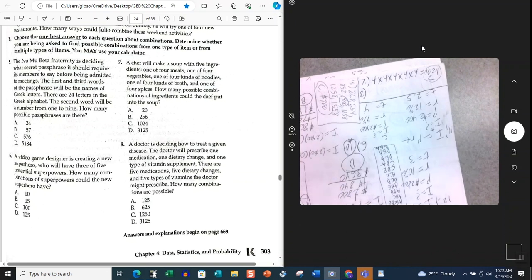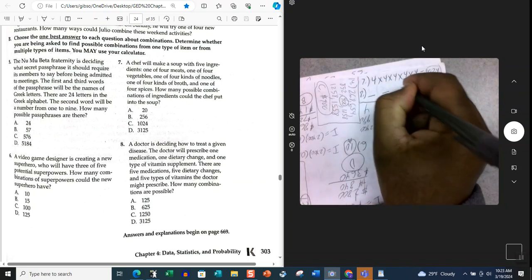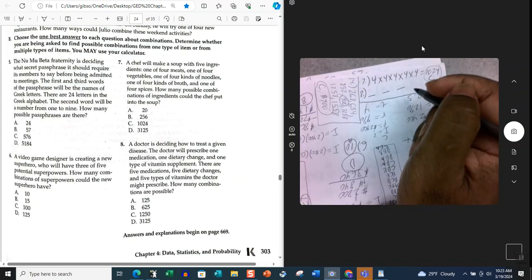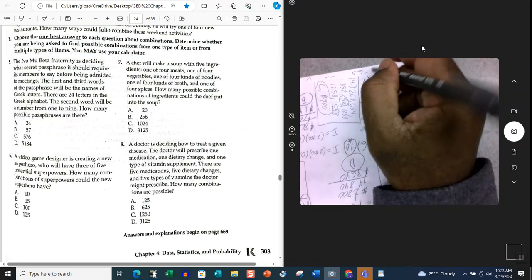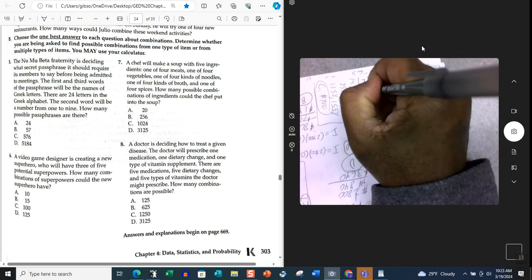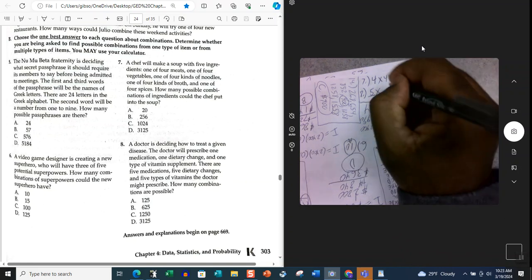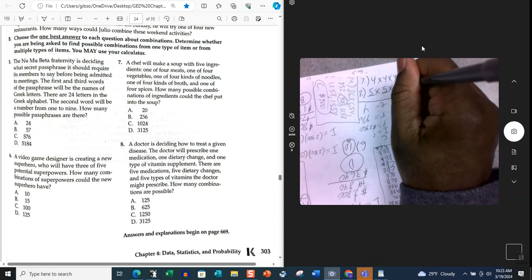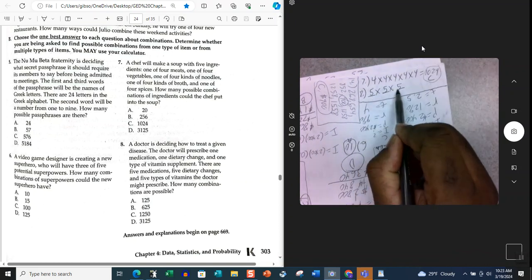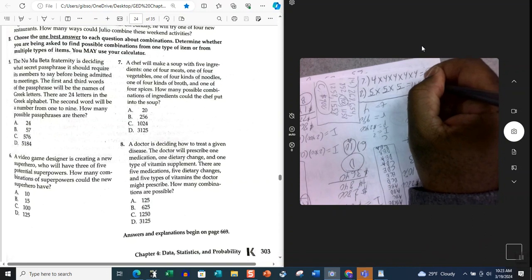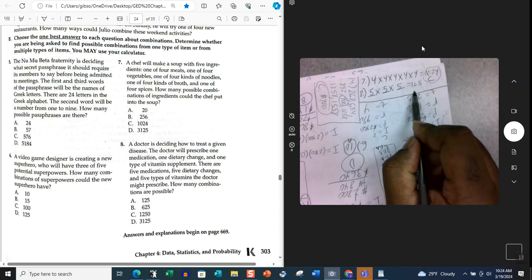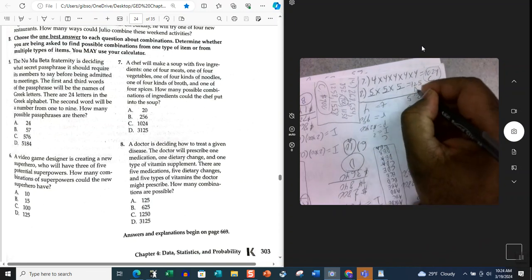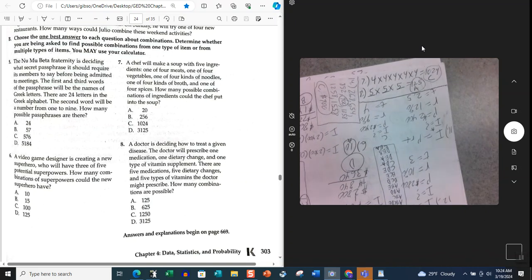So with number 8, there are 3 things that the doctor will prescribe, and each one of them is 5. So again, there are 5 types of medications, 5 dietary changes, and 5 types of vitamins. So 5 times 5 is 25 times 5 is 125. So your answer here is 125, which happens to be A. So that is your final answer.